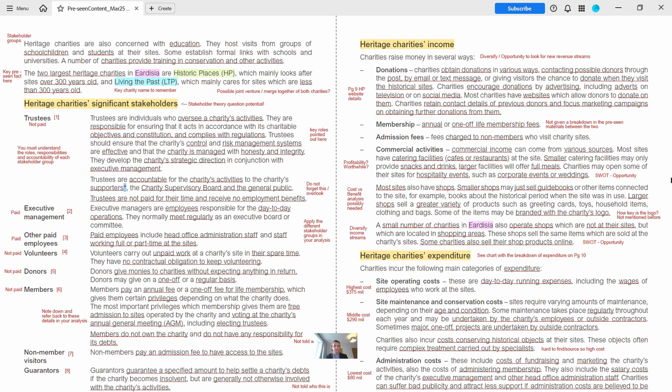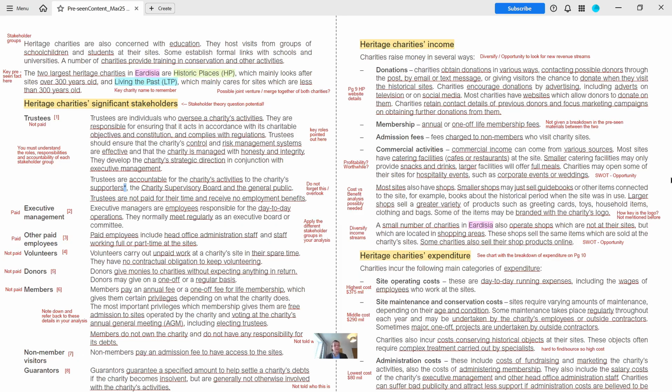Historic Places, HP, and they look after sites over 300 years old. Make sure you've got that down in your notes. That could come up on the exam day as a test of whether the student has really understood the criteria and the background and the infrastructure of what Historic Places actually do, how they operate. Their objects and sites are over 300 years, whereas Living the Past, LTP, mainly cares for sites that are less than 300 years old.